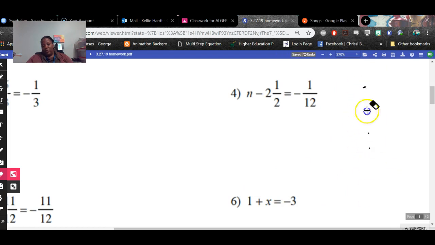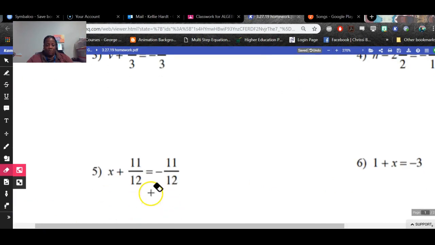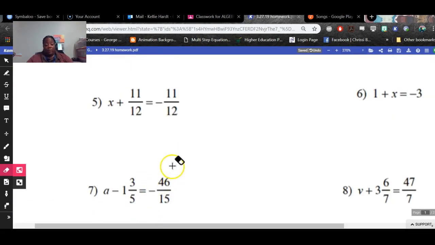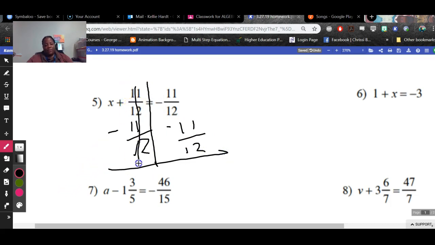Do number 4. Here we go. Oh, I did number 4. I'll do number 5. Oh, these two have the same bottom number already. There we go. Now you can tell you need to get rid of the 11 over 12 by subtracting 11 over 12 on both sides. So what happens here, that cancels out, leaving you x. And you have a negative and a negative. Remember, a negative and a negative is ghetto shopping.